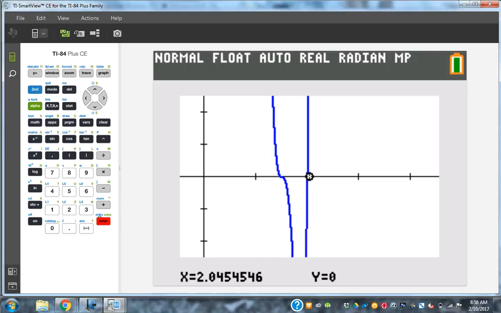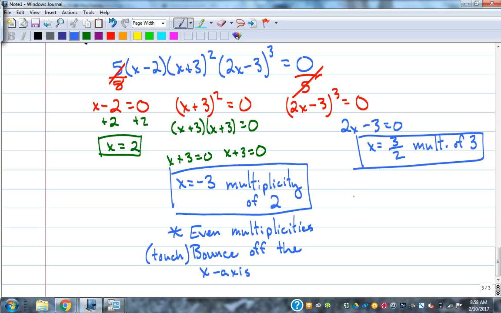And so here, what's the multiplicity on the 3 over 2? What's the multiplicity on the 2? 1. What kind of numbers are those? Odd, as compared to the multiplicity of 2 being even. So odd multiplicities are going to do what? Go through. That's another thing. Odd multiplicities cross the x-axis. That's the way I talk about that. They go through it, cross it, whatever you want to say.